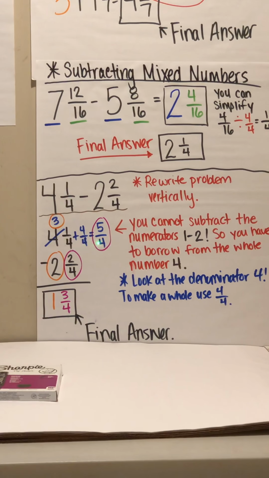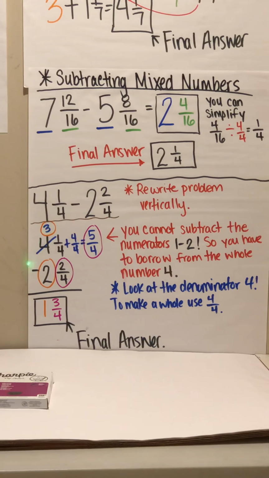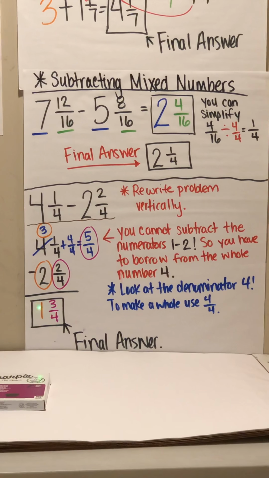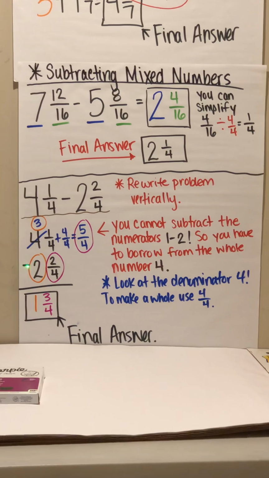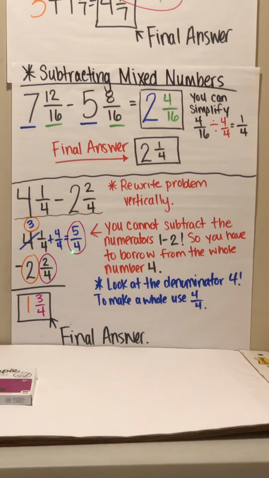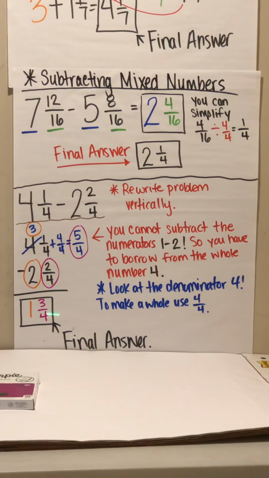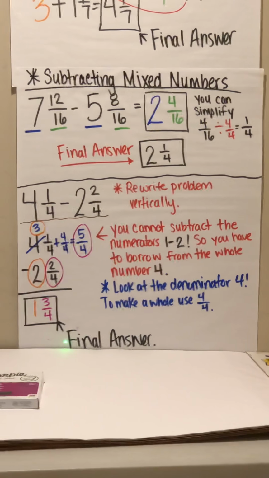So now I can subtract the whole numbers. 3 minus 2, which is 1. And then 5 minus 2 is 3, and the denominator stays the same, and that is my final answer.